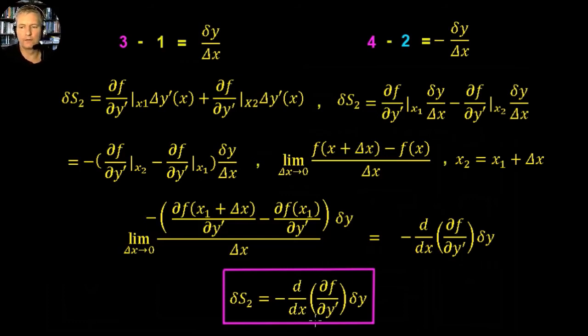Now again, a little bit of a mouthful, and what we'll do is we'll take this delta S2, the gradient change, and we'll add it onto the position change, and we'll go and get our Euler Lagrange equation. So let's go ahead and we'll do that just now.